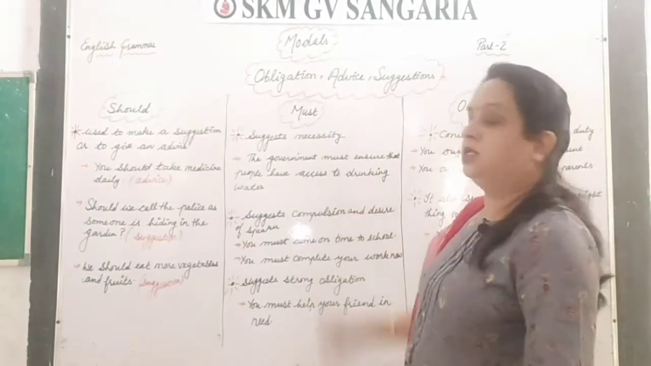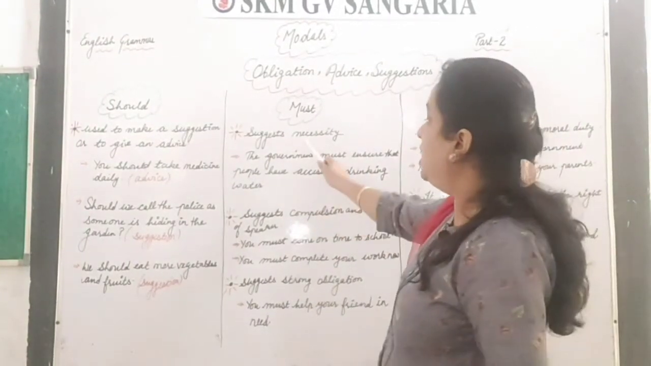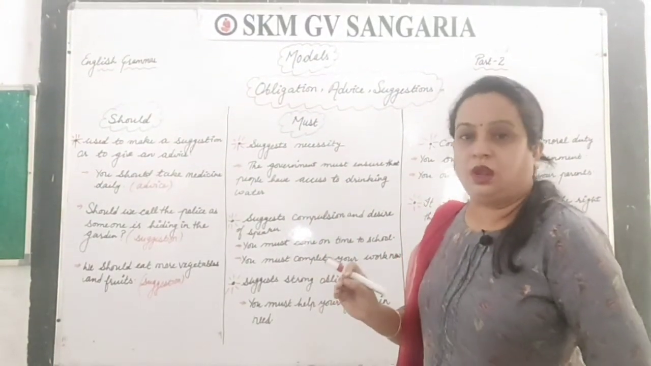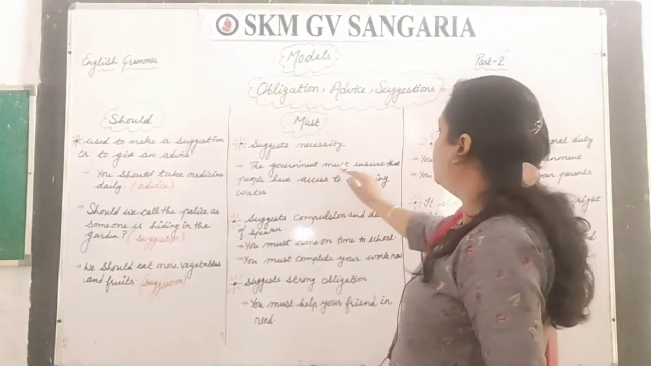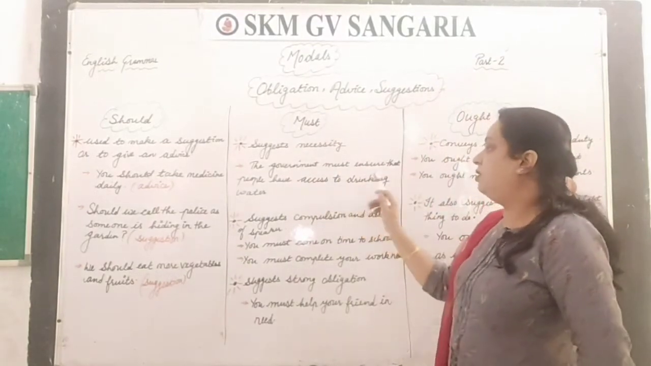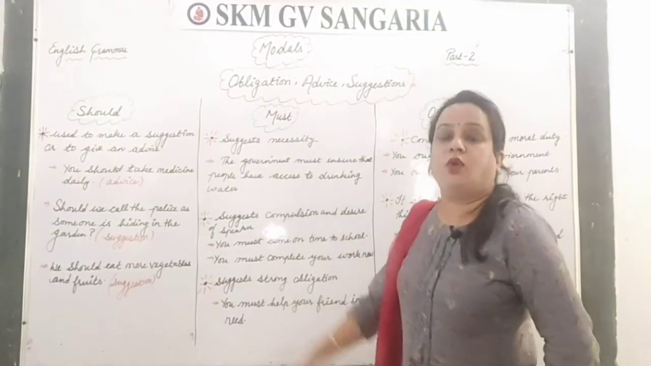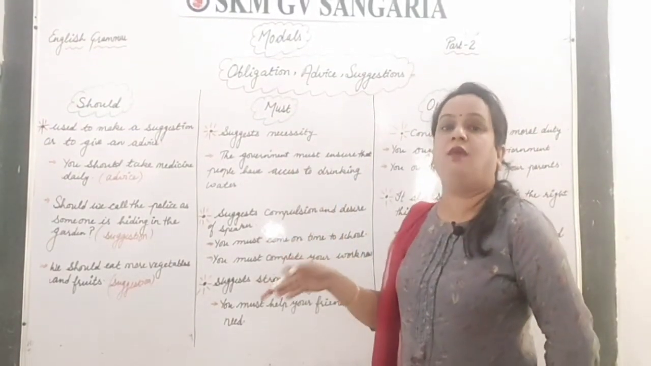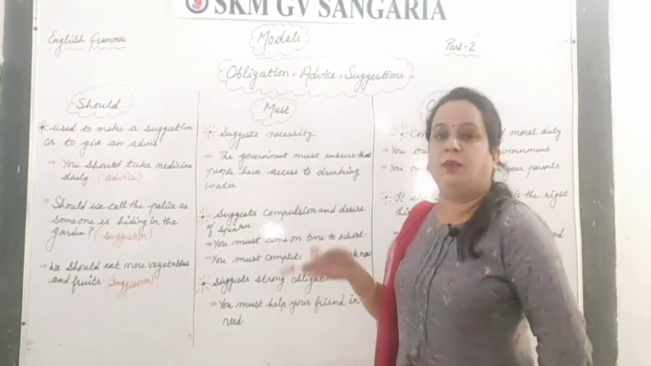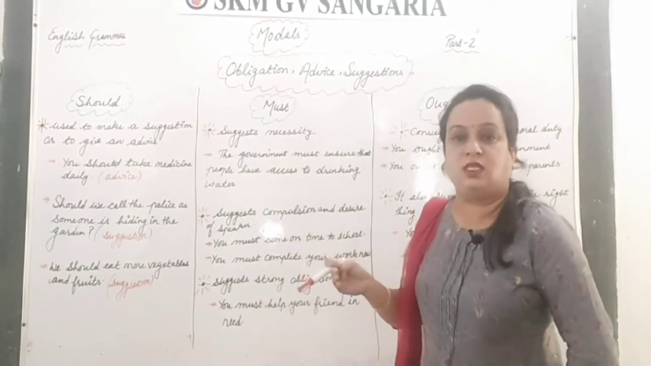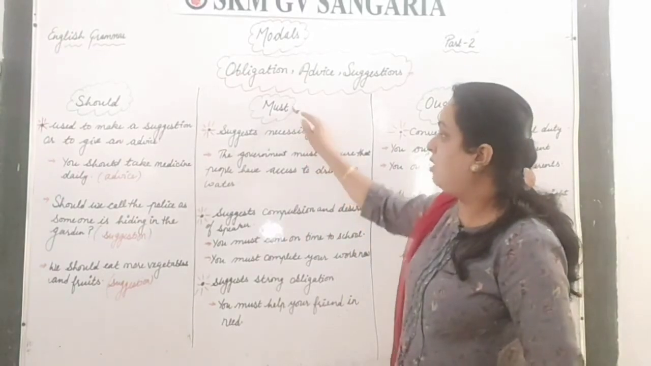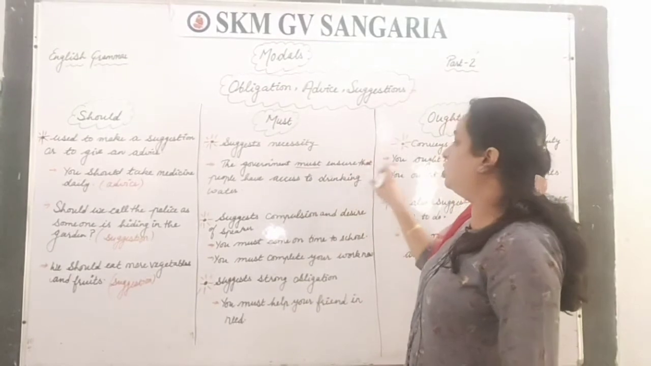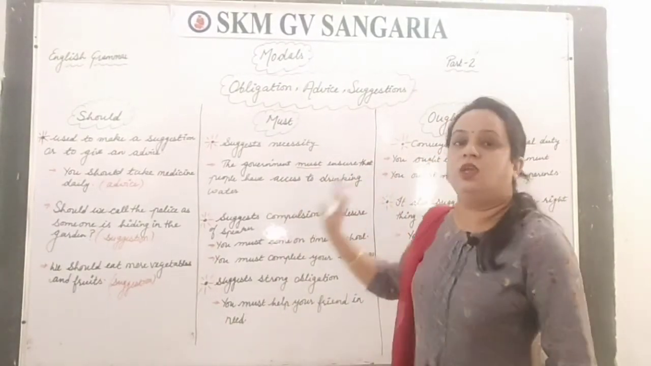Next one is must. Must suggests the necessity that you have to do this, right? The government must ensure that people have access to drinking water, clear? Now here it is a necessity that government have to see that the people are getting the basic necessities or not. So that's why we have to use must here. The government must ensure that people have access to drinking water.